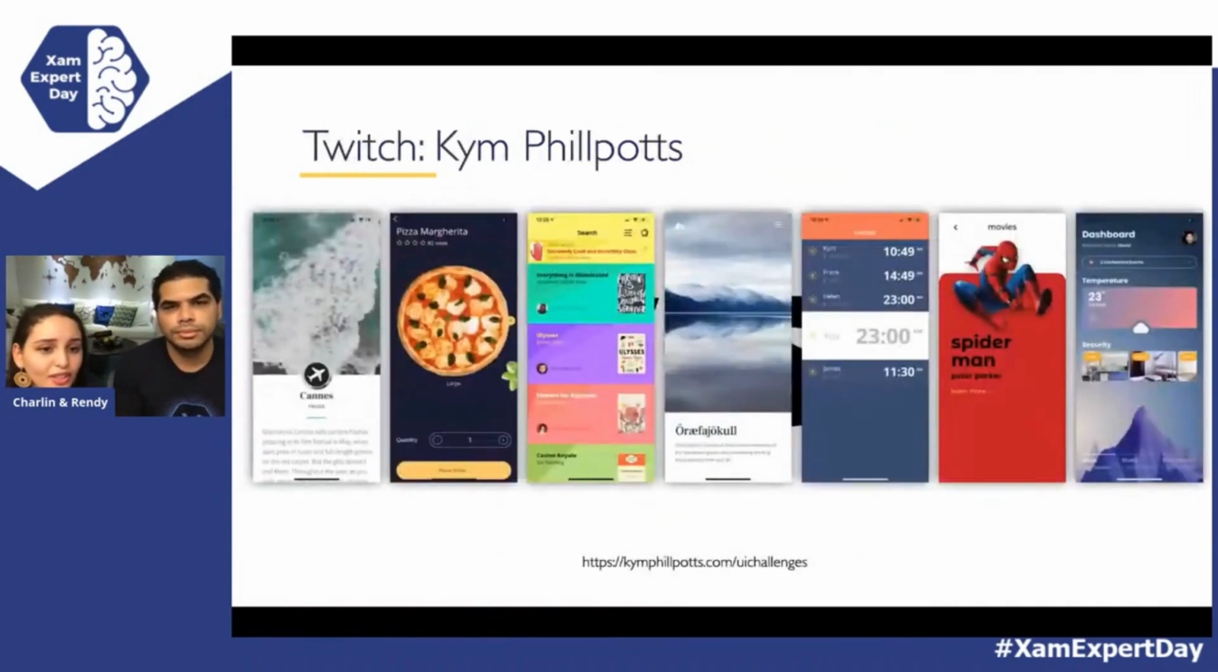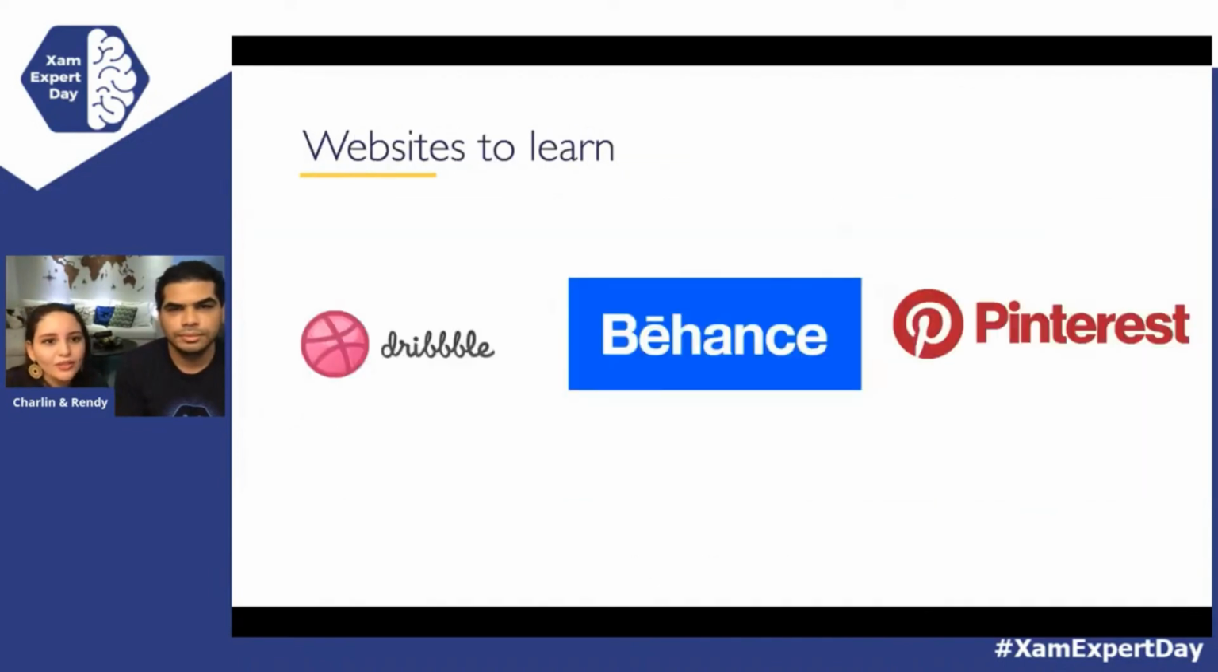Also, you can follow the best Twitch ever, which is the King Phillips Twitch. I think he streams pretty much every week, so you can go and take a look. He has a lot of great things there. Websites to learn are Dribbble, Behance, Pinterest. Definitely go to those websites when you are looking for ideas, because these are great places where designers actually share UX that you can replicate, bringing those ideas into your application and providing a really nice user experience to your users.